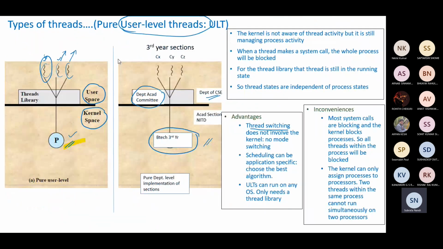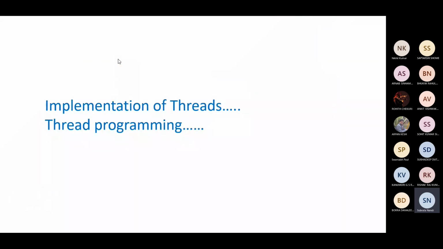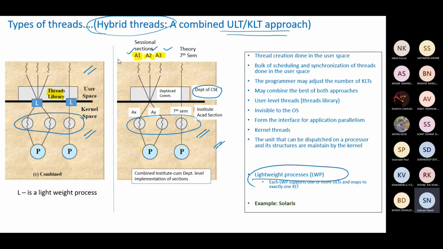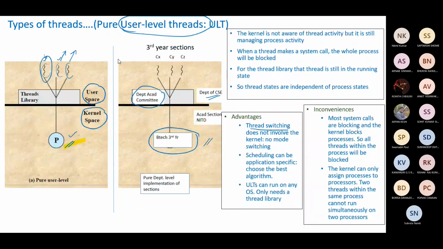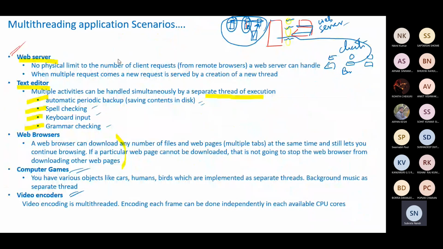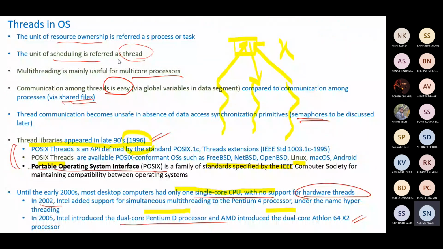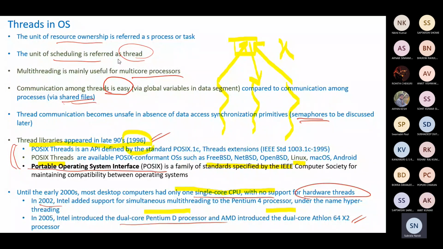Okay, so quickly I'm going through the theory that we discussed last class, and in this class mainly we'll be focusing on the implementation of threads and a bit of thread programming. What we found is threads in an operating system help us in creating executable units or scheduling units with less overhead compared to creating a new process.